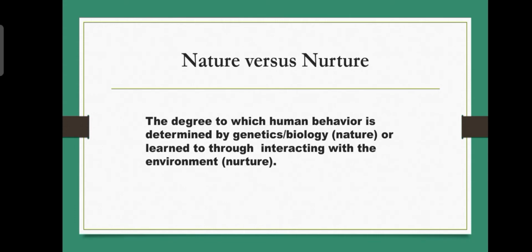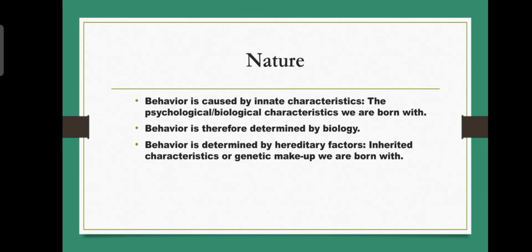So what is nature versus nurture? It is the degree to which human behavior is determined by genetics, biology, or learned through interacting with the environment. So nature is the behavior caused by innate characteristics, the psychological and biological characteristics we are born with. Behavior is therefore determined by biology. Behavior is determined by hereditary factors, inherited characteristics or genetic makeup we are born with.